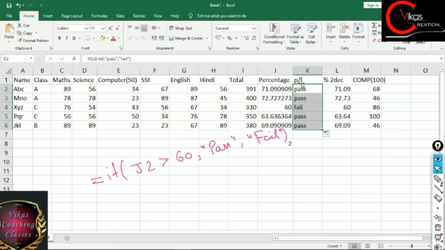ड्रैग डाउन करा मैंने तो देखो कौन कौन पास है कौन कौन फेल है. पूरी क्लास में सिर्फ एक बच्चा फेल है, वो है ये XYZ because he got exactly 60% marks. Fine. So like this you can work with your simple Excel sheets.